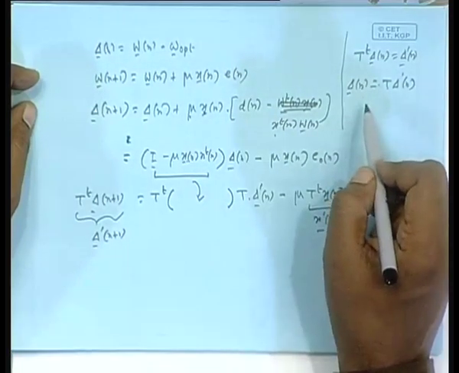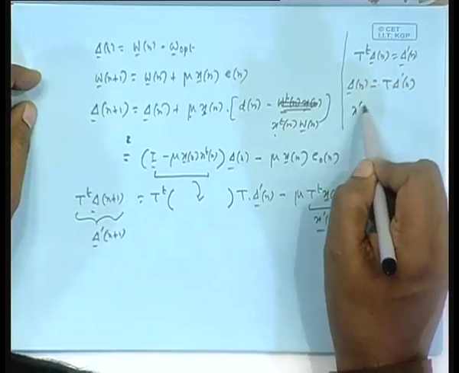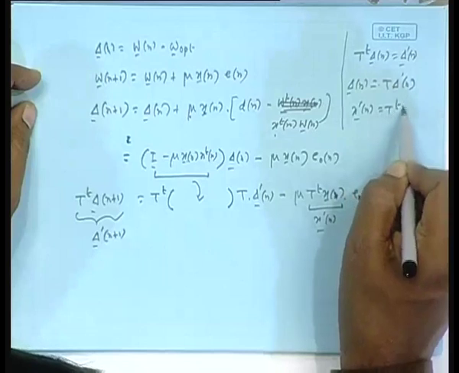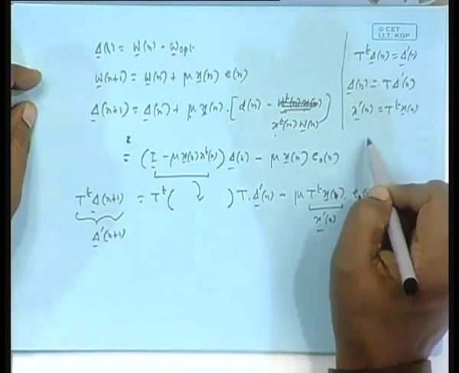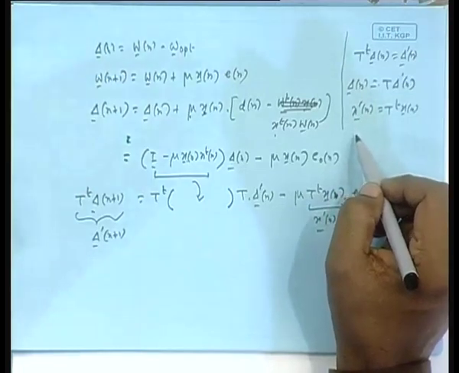You remember, I defined delta prime and also x prime. X prime n was T transpose x n, and what is the covariance matrix of x prime n? That was diagonal D. Okay. By T transpose, I developed 2 vectors, delta prime n and x prime n. Delta prime n from delta n, x prime n from x n.